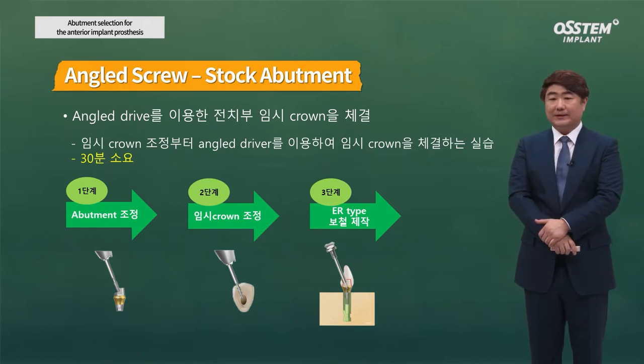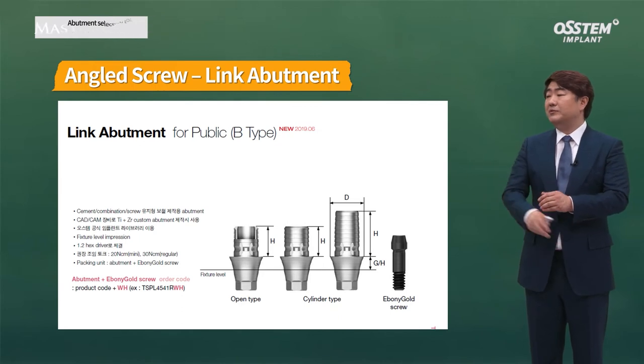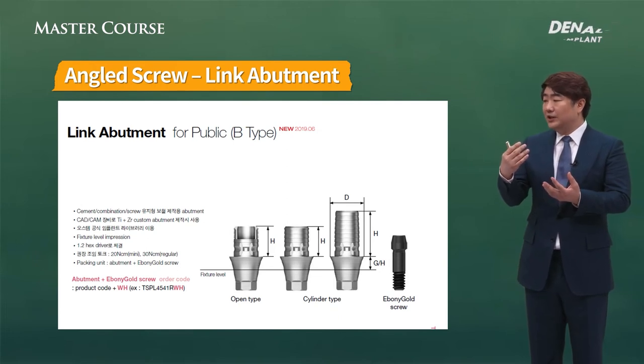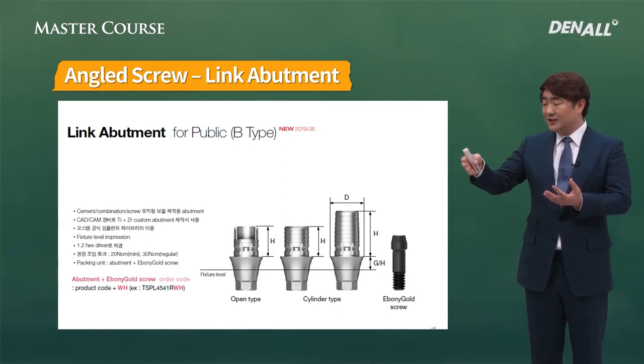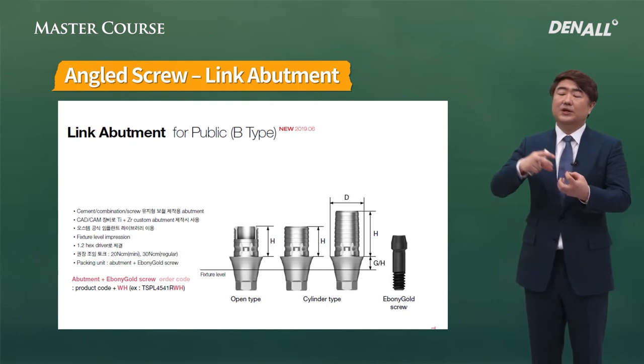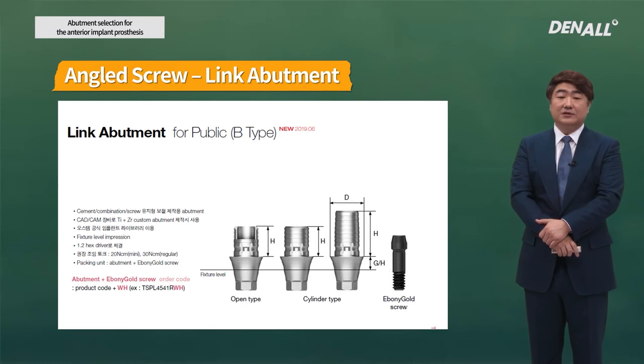As for the link abutment, like this, if you use the open type, the screw hole can be angled. But there's a limitation also. Sometimes you have to do some cutting. And if you cut the link abutment, then in terms of retention power, the crown that goes on top of it, the mesostructure abutment, may not hold for long, so I don't recommend cutting the link abutment.